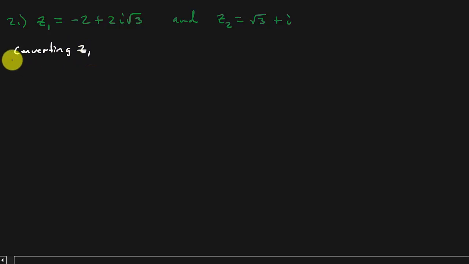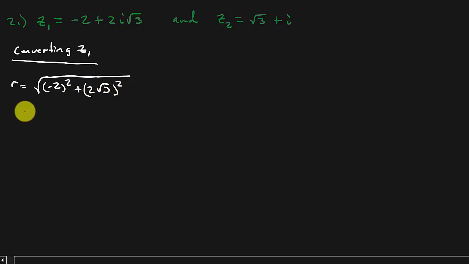So let's do that first. All right, so R is equal to the square root of negative 2 squared plus 2 square root of 3 squared. And so that's going to give us the square root of 4 plus 12. 2 squared is 4, square root of 3 squared is 3, so that's going to give us 4. And actually, let's label that R1, right? We're converting Z1. All right, now let's find theta.